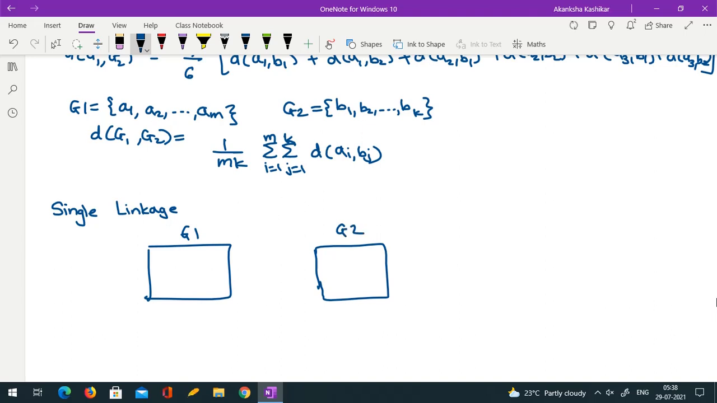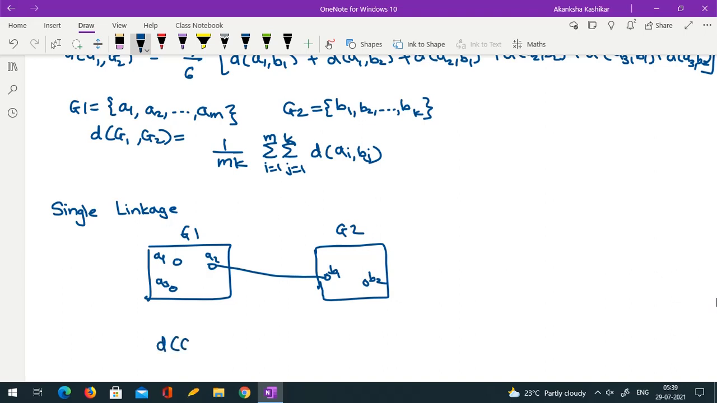This is suppose my G2. I have say A1, A2, A3 here, and then B1, B2 here. Then let us try to find the shortest distance between G1 and G2. So suppose it is between this A2 and B1. Then we take distance of A2, B1 as the distance between the two groups.